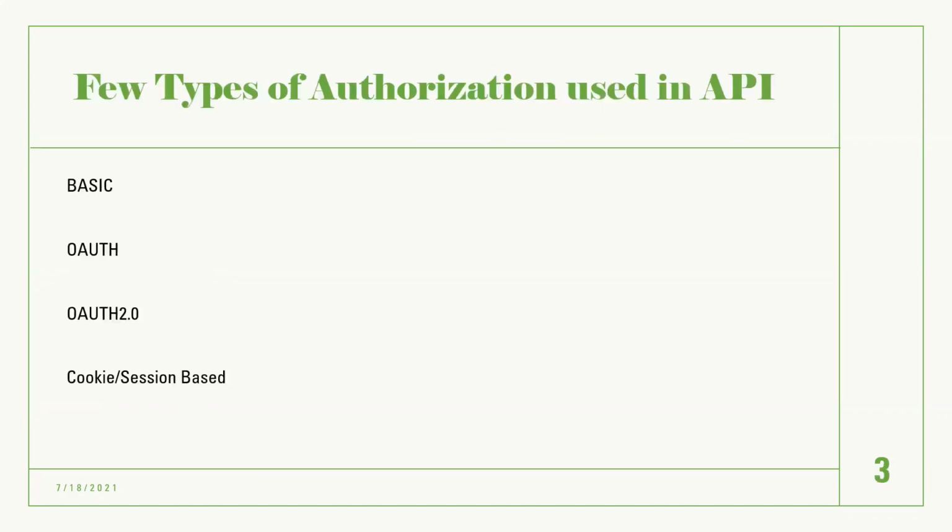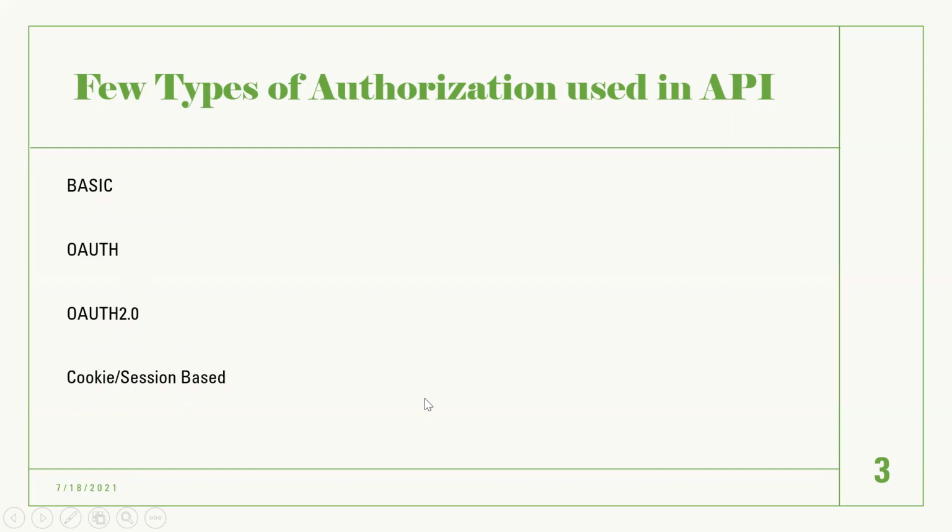Okay. So they'll ask you a few types of authorization used in APIs. So which all are the authorizations? We'll have basic auth, okay, OAuth, then OAuth 2.0. OAuth is nothing but OAuth 1.0, and OAuth 2.0 is another. I'll just explain what it is. OAuth 1.0 and 2.0. And one more, it will be cookie based or session based.